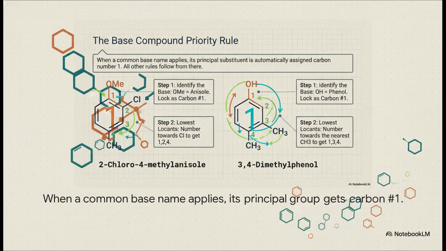Okay, remember those exceptions we had to learn? This is where they become incredibly powerful. If your molecule has a group that gives it a special common name, like anisole here, that group's carbon is automatically and permanently locked in as position number 1. No questions asked. From that fixed starting point, you then just number the rest of the ring to give the other groups the lowest numbers possible. So for this one, we start at the anisole group, number towards the closest chlorine, and we get the number set 1, 2, and 4.